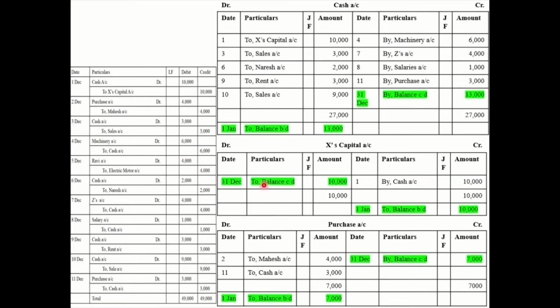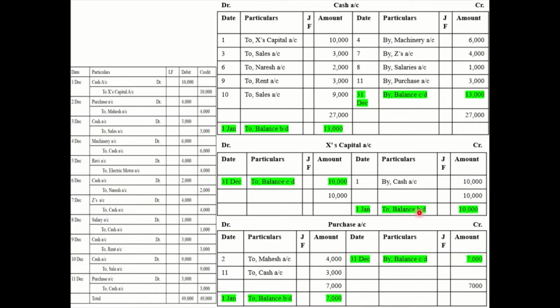To balance both the sides, we record at the end date of that month, that is 31st December, to balance, carry down 10,000. Now both the sides are equal, 10,000, 10,000. This is the closing balance of X capital account on 31st December, which will be the opening balance for the next month. We record on the opposite side, that is 1st January.